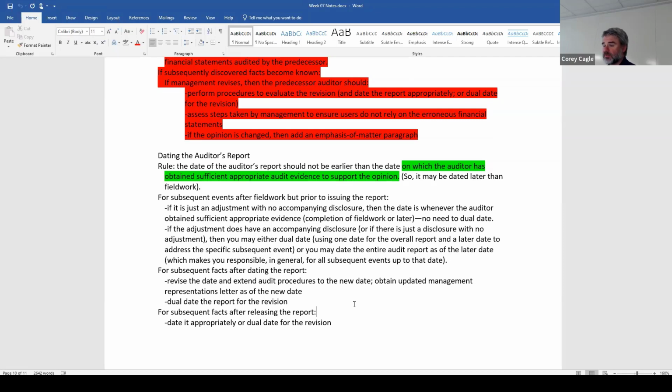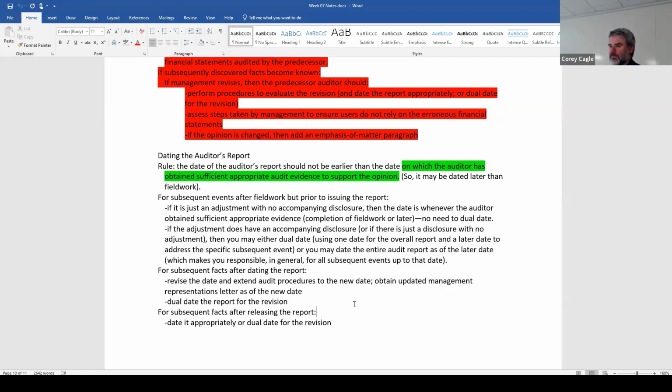If the adjustment does have an accompanying disclosure, or if there's just a disclosure and no adjustment, bottom line is if there's a new disclosure hitting the financial statements, then you can either dual date, where you have one date for the overall report and a later date just for that new subsequent event, or you can date the entire audit report as of that later date, but that makes you, like I said, responsible for every subsequent event up to that date. So that is the deal.